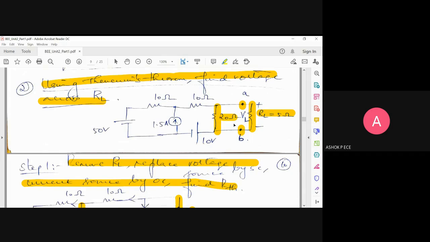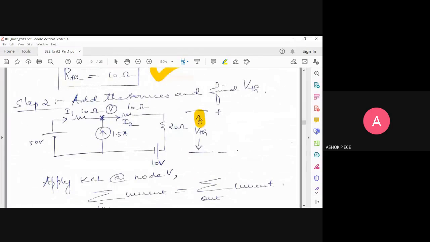Okay, so see the diagram. I am finding VTH across 20 ohms. So the circuit is drawn. Here also I am using nodal. See, I am comfortable with nodal, which does not mean that I am forcing you to use nodal. No. I am comfortable with nodal, so I have done the problem using nodal. I again repeat the same statement. You can do it using any method.